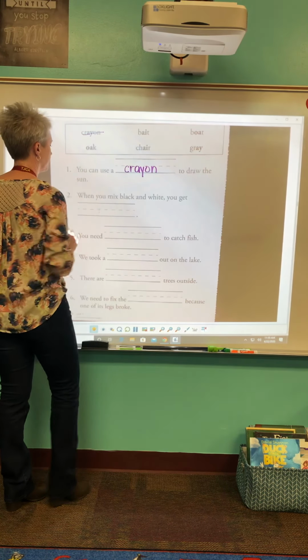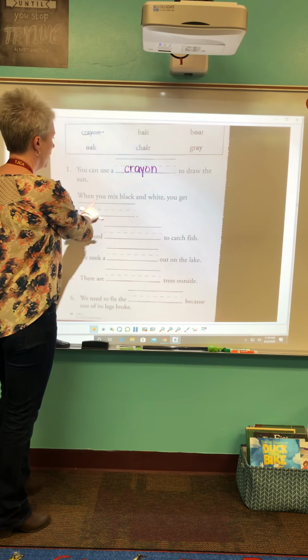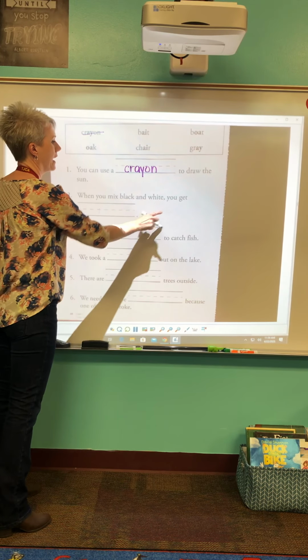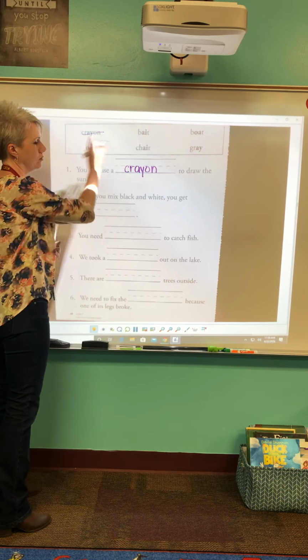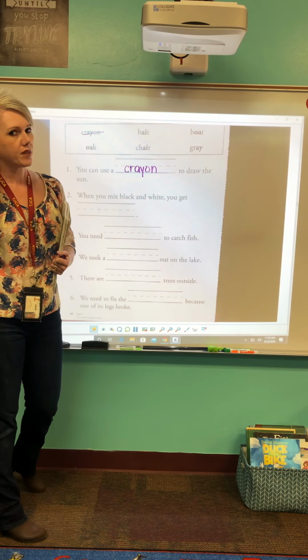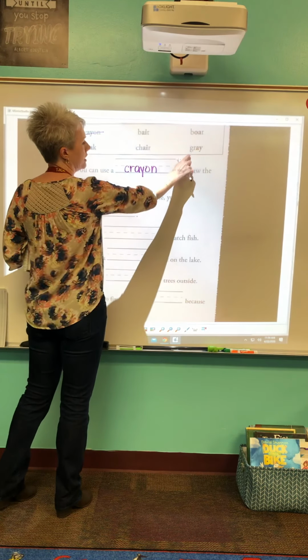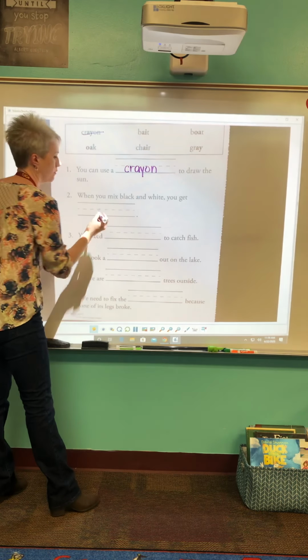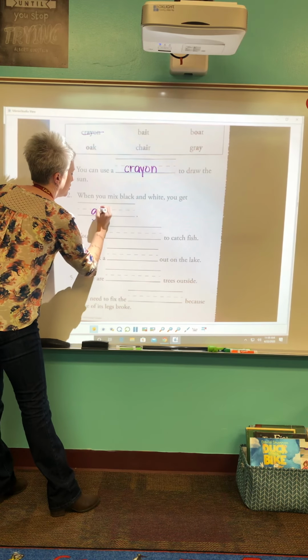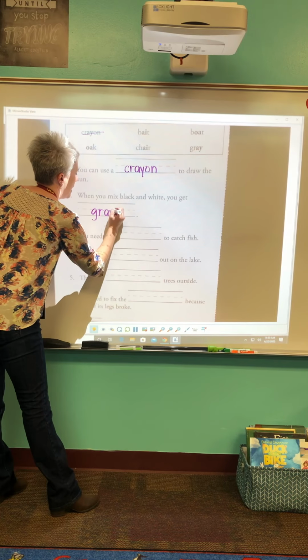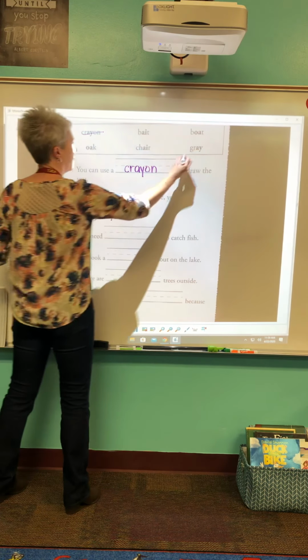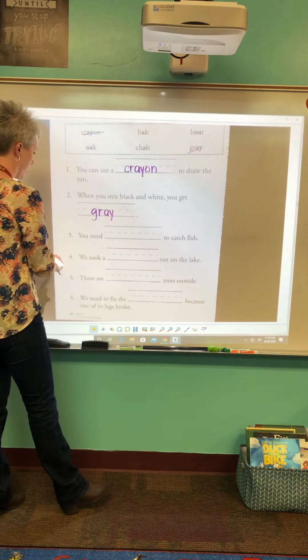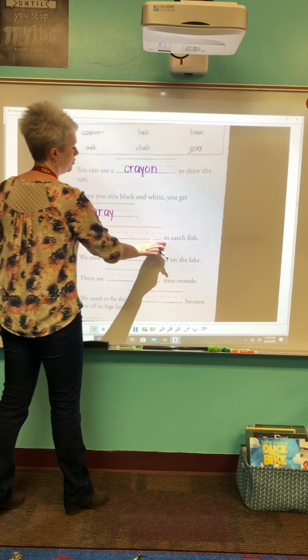Crayon. Number 2, when you mix black and white, you get which one? Yell it out to me. Gray. Very good. Gray. Let's sound it out as we write it. Gray.